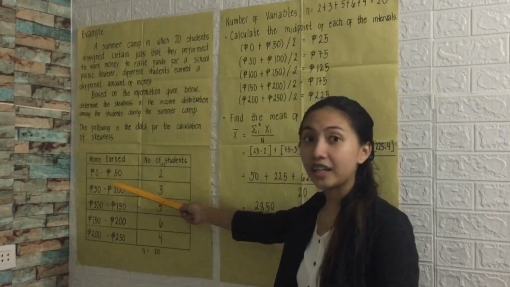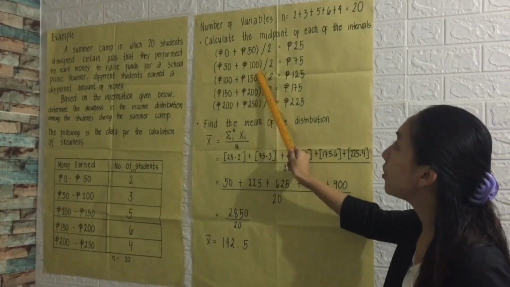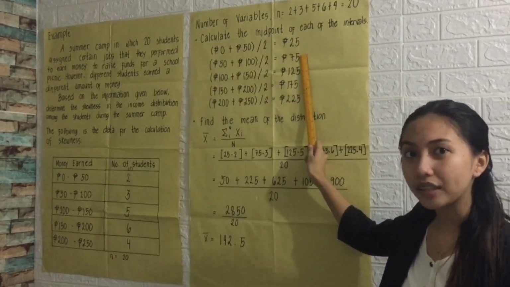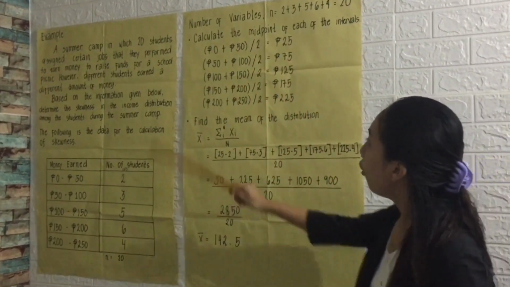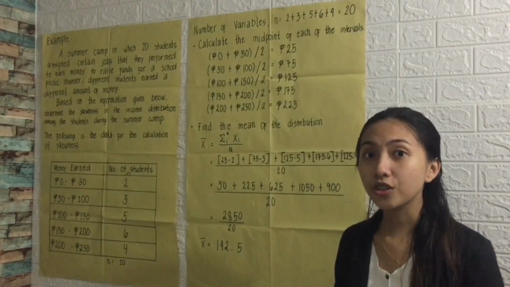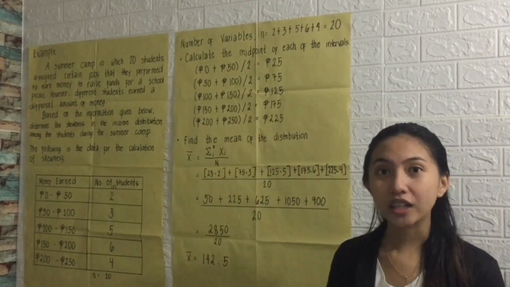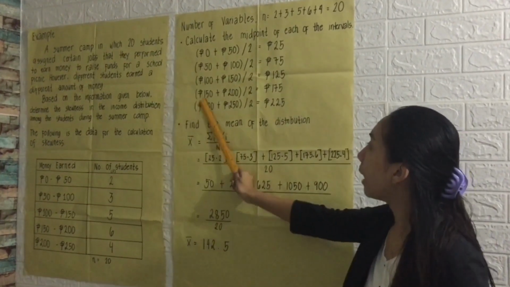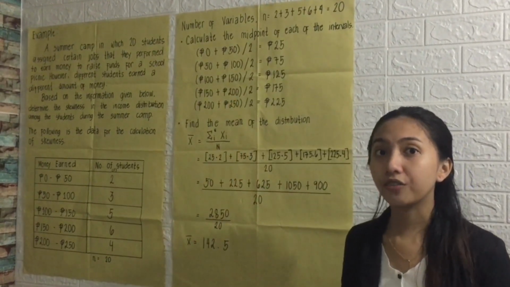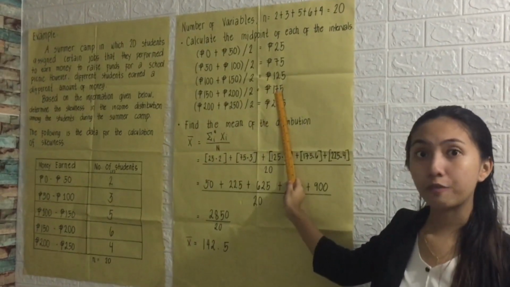And next, the data here. 50 pesos plus 100 pesos is equal to 150 pesos, divided by 2 is equal to 75 pesos. 100 pesos plus 150 pesos is equal to 250 pesos, divided by 2 is equal to 125 pesos. 150 pesos plus 200 pesos is equal to 350 pesos, divided by 2 is equal to 175 pesos.